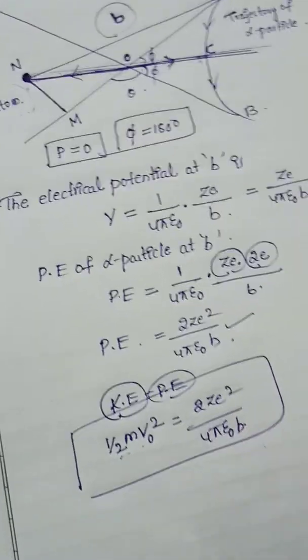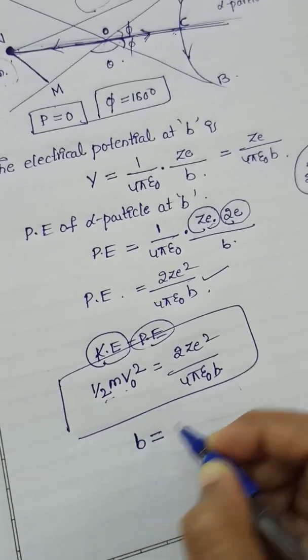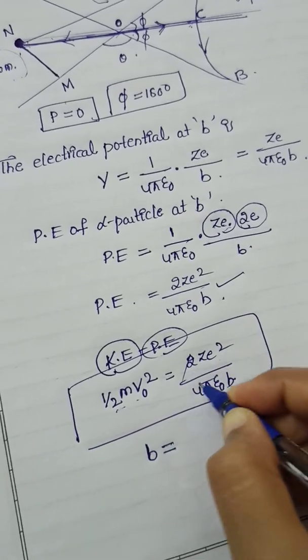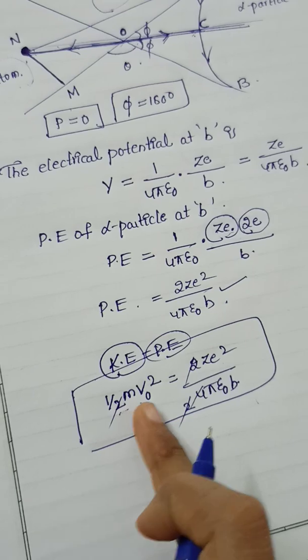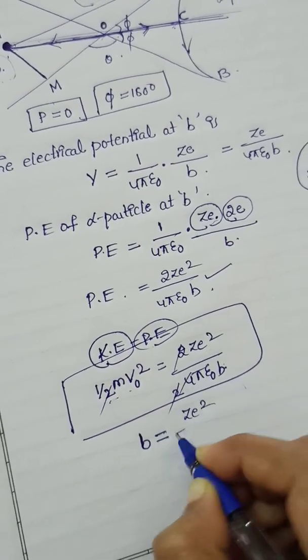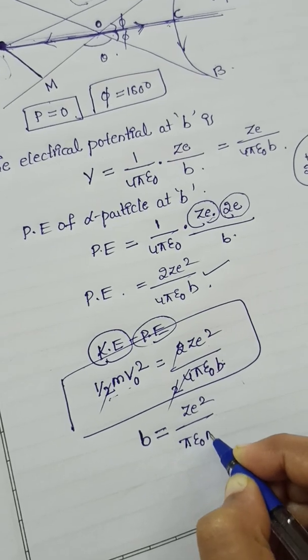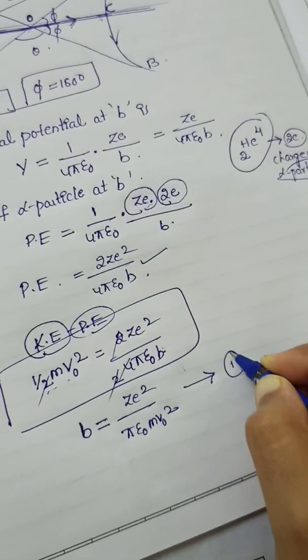Now solve this equation and get the distance B. I want the value of B. What is the value of B here? 2 2s are 4 and the 2 gets cancelled, and if you take B to the left hand side, take m v naught square to the right hand side, this B is equal to Ze square by pi epsilon naught m v naught square. Let us consider this as equation number 1.